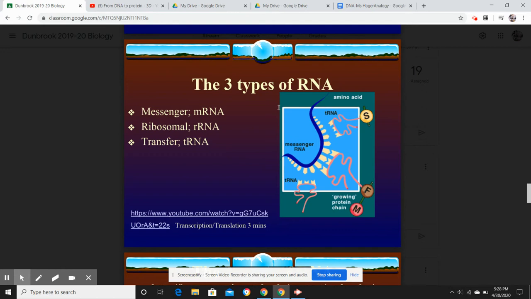There are 3 types of RNA. You already saw messenger RNA in the last PowerPoint. This was like the pink slip. Today, you're going to see ribosomal RNA and transfer RNA.